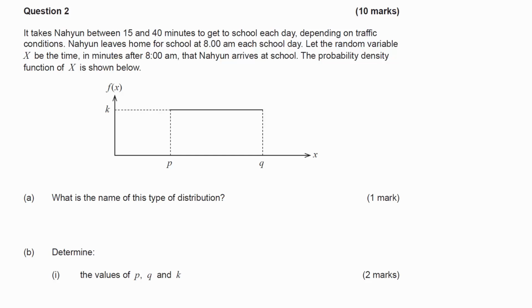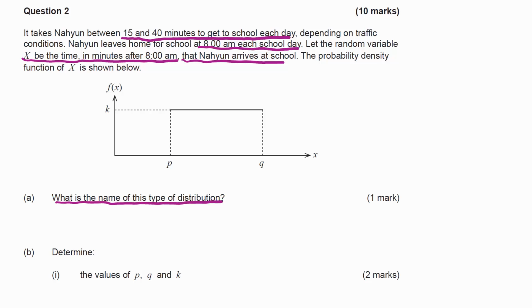It takes Nyan between 15 and 40 minutes to get to school each day, depending on traffic conditions. Nyan leaves home for school at 8 a.m. each school day. Let the random variable x be the time in minutes after 8 a.m. that Nyan arrives at school. The probability density function of x is shown below. What is the name of this type of distribution?